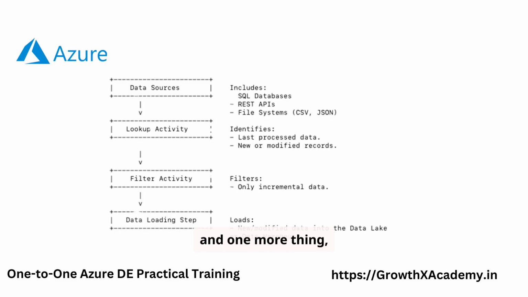And one more thing, to optimize the performance, I implemented an incremental data loading mechanism, where the pipeline identified and loaded only the new or modified data, which saved significant time and resources. Okay, and this is how I used ADF in my project.